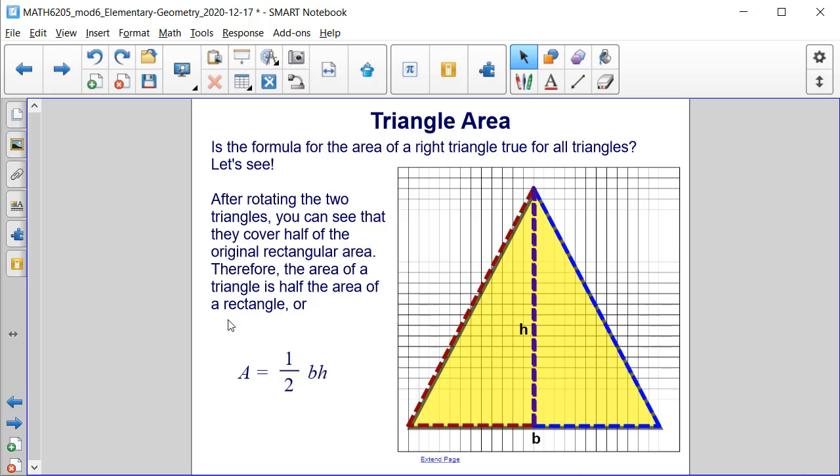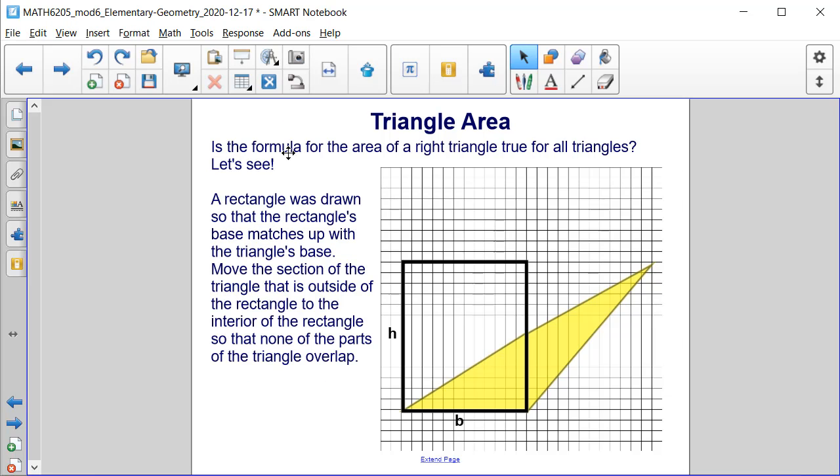After rotating the two triangles, we can see that they cover half of the original rectangular area. Therefore, the area of any triangle is half the area of a rectangle, or area equals 1/2 base times height.